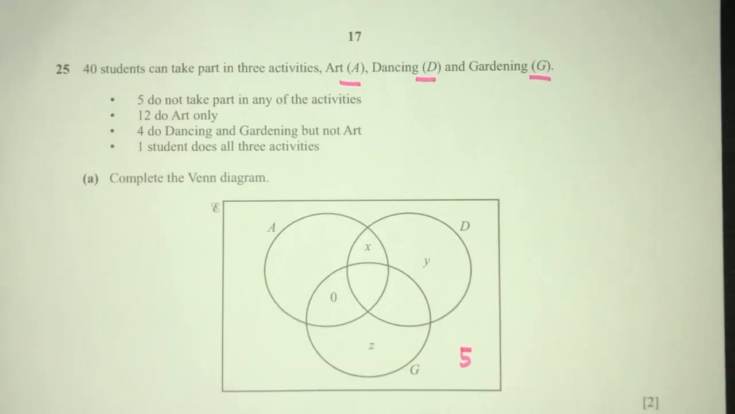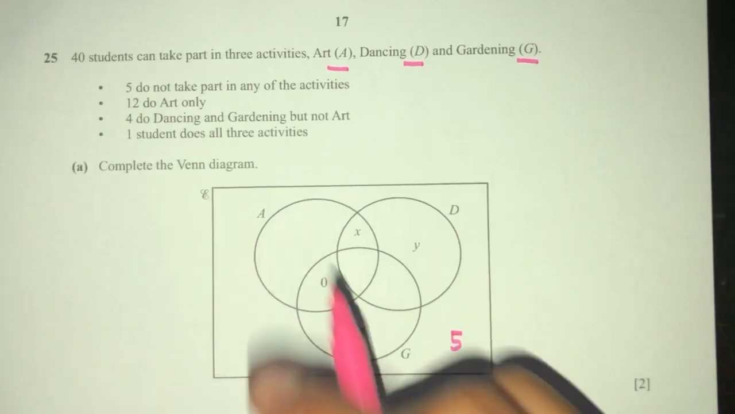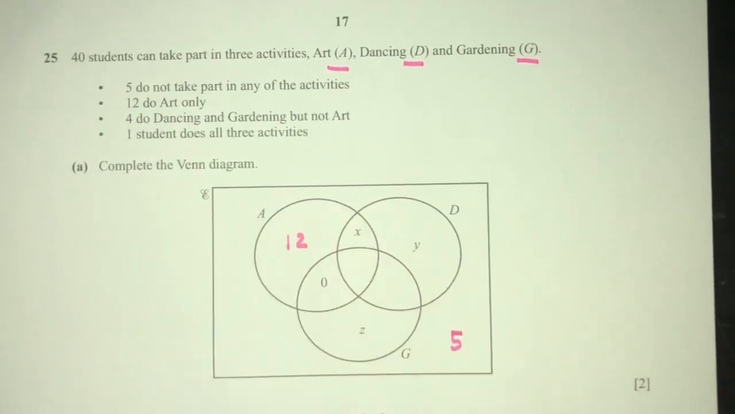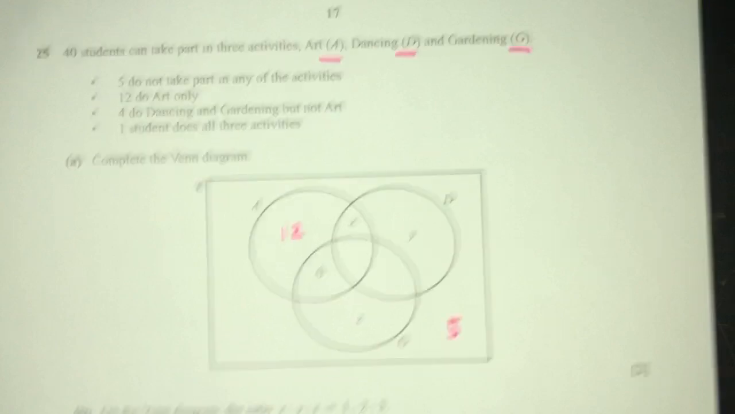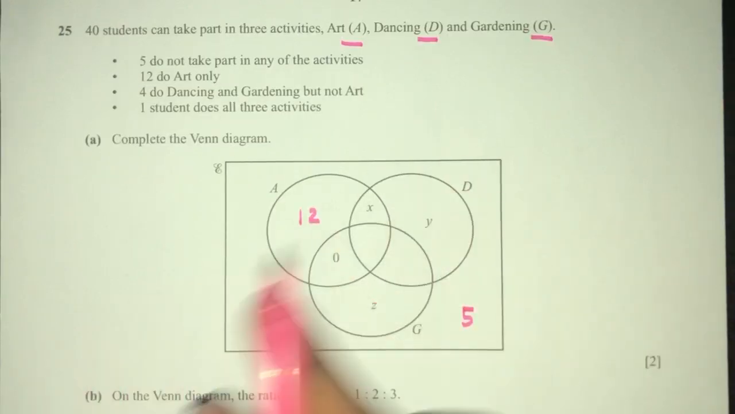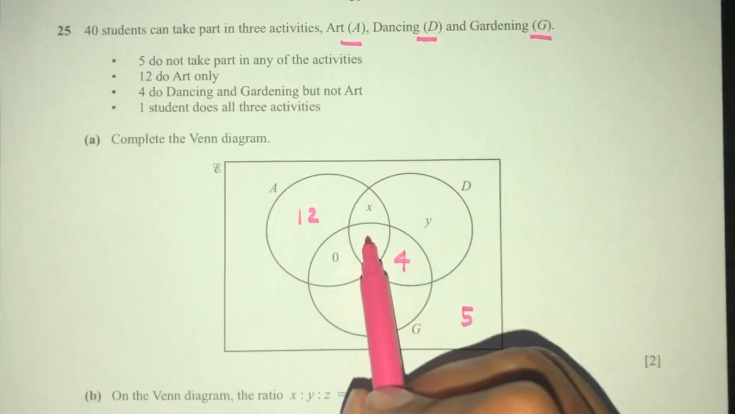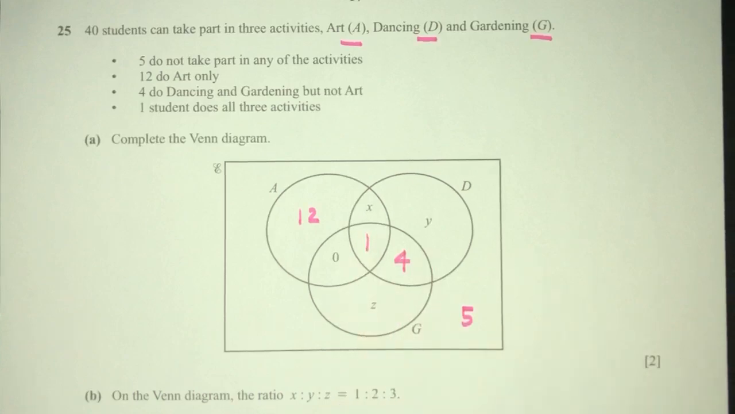Makes sense. Now 12 do only art. Only art will be right here. 12 only art, nothing else, only art right here. Now we have 4 who do dancing and gardening but not art. So dancing and gardening but not art will be right here. And 1 does all 3. All 3 will be right here. It does everything. So this is part 1 done.